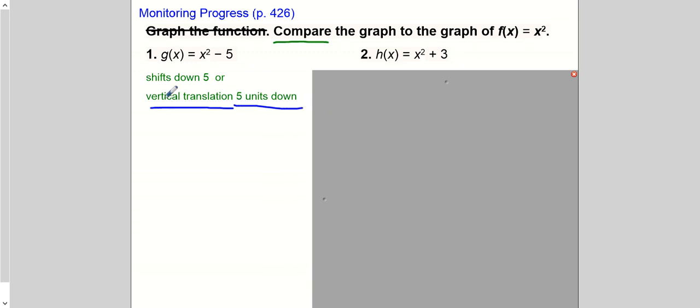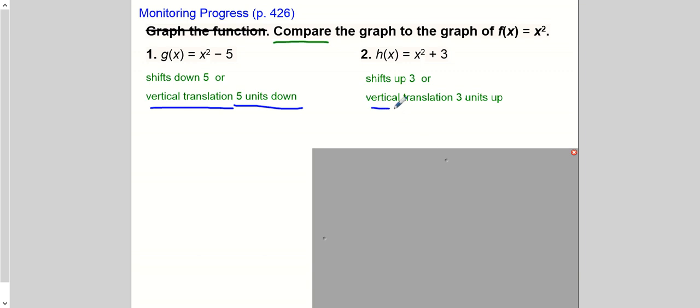The big idea is they're going to sometimes have you pick that vertical translation. Eventually, we'll also have horizontal translations. X squared plus 3. Which way is it going to shift 3? Minus 5 went down, so plus 3 is going to go up. Vertical translation, 3 units up, or it shifts up 3. A shift is a translation. So translation and shift, those two words are fairly interchangeable in this context.